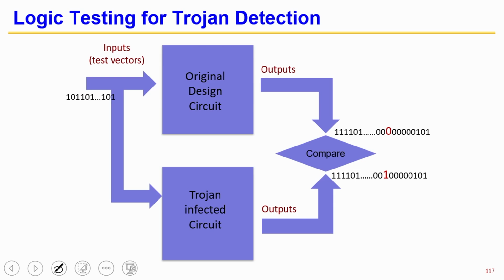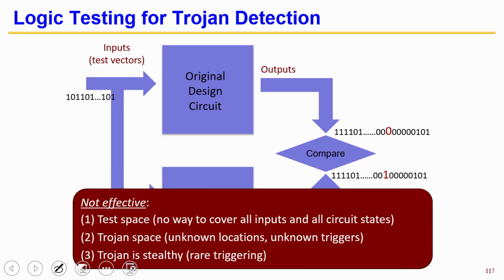But we know the real problem. Real problem is how do we get to that number that would activate the Trojan, because the input space or the test space, this space is exponential. The number of inputs that you have to try is exponential.